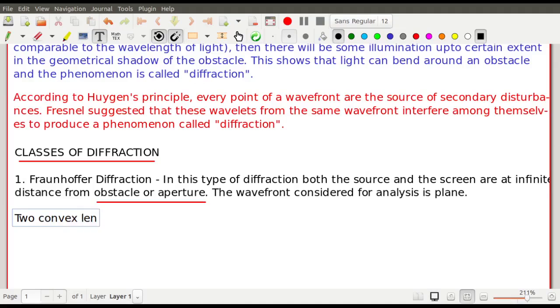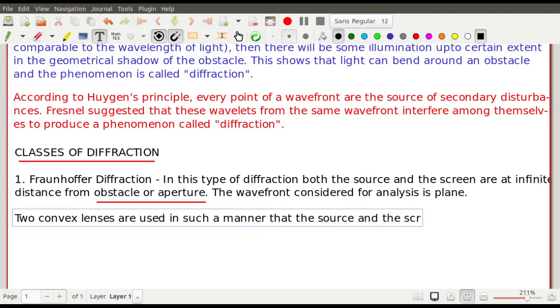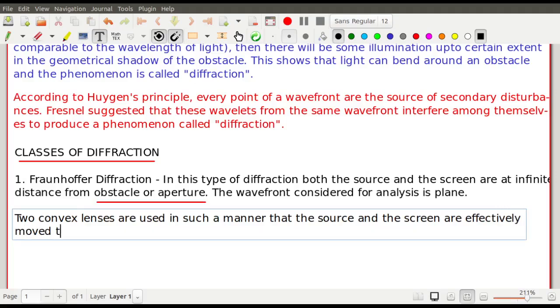So two convex lenses are used in such a manner that the source and the screen are effectively moved to infinity. বুঝতে পেরেছো? Not in reality, but effectively they are moved to infinity. Two convex lenses are used on either side of the diffracting element.